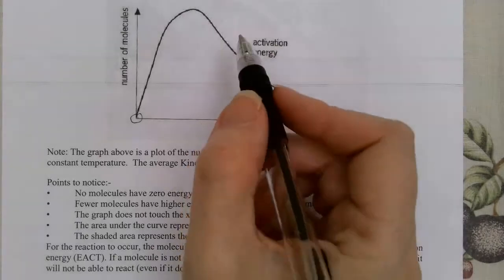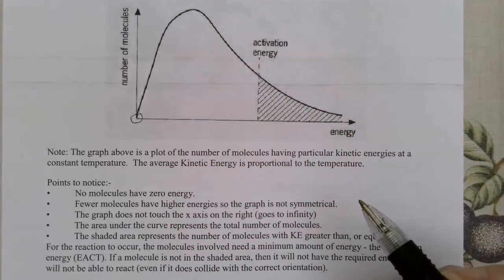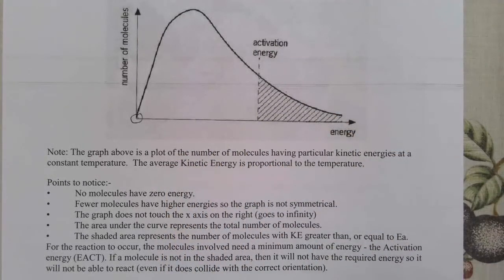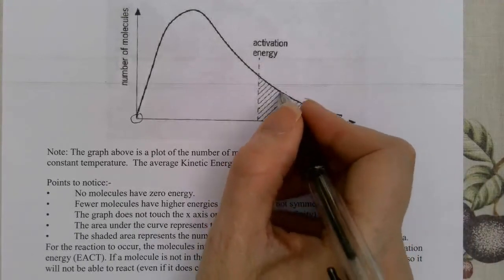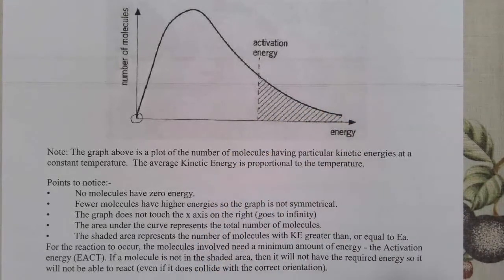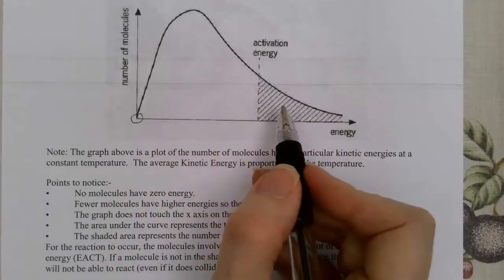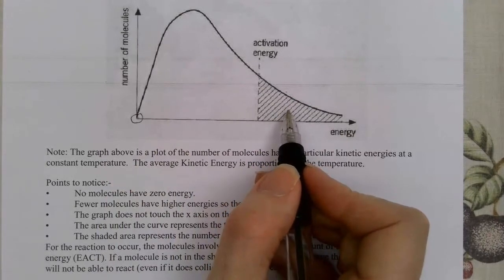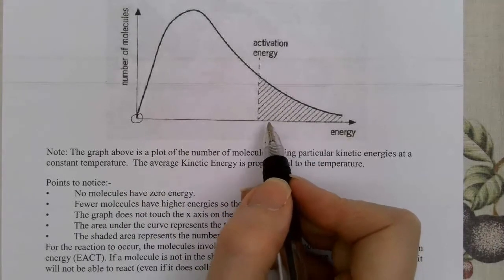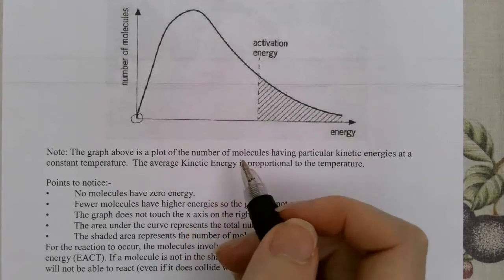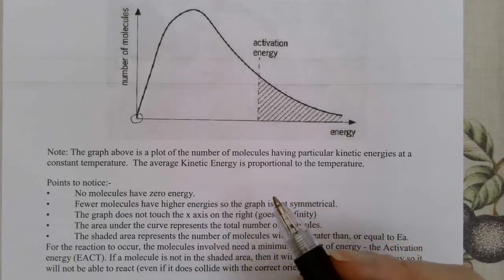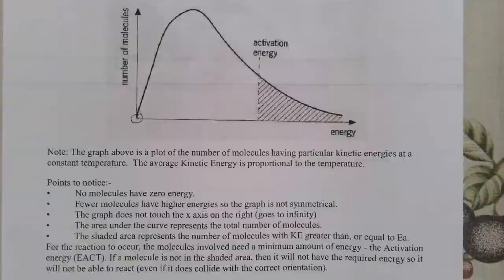The area under the curve, as we said, represents the total number of molecules, and only the molecules in this shaded area have sufficient energy to react. So in kinetics, what we can do to improve the situation is one of two things. I can change the shape of the curve so that I get more particles in this part of the graph, or I can shift the goalposts and I can lower the activation energy. And we're going to be looking at both of those in the next section.